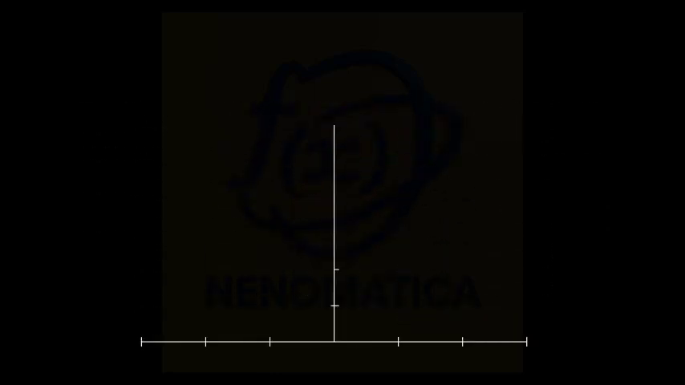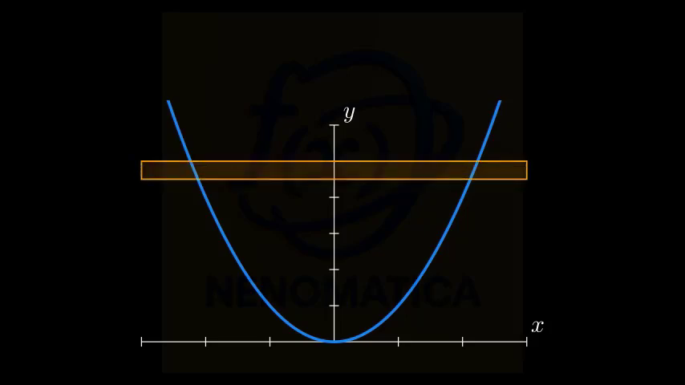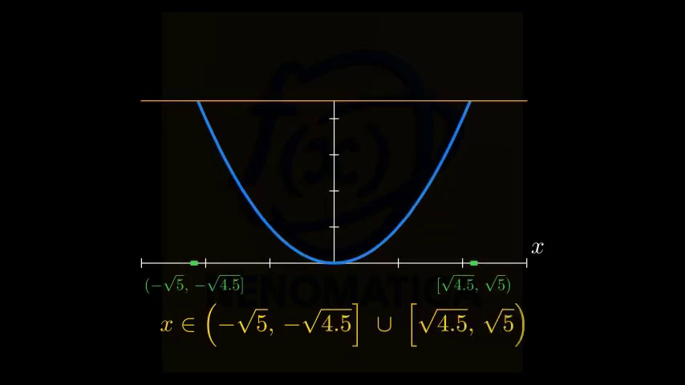Let's draw the graph of y equals x squared. We'll draw a horizontal band for y between 4.5 and 5. The intersections with the parabola correspond to two symmetric x intervals, one negative and one positive. Projecting those to the x-axis gives x between minus square root 5 and minus square root 4.5, and x between square root 4.5 and square root 5. Those are all the solutions.